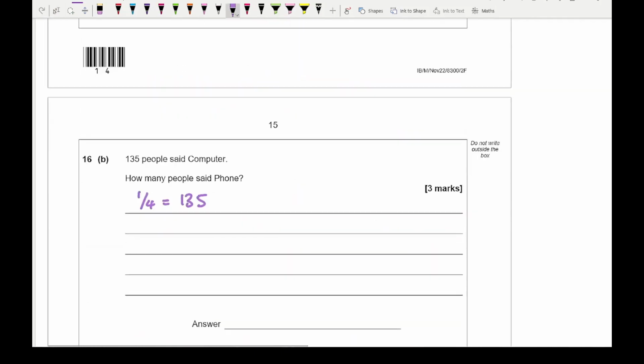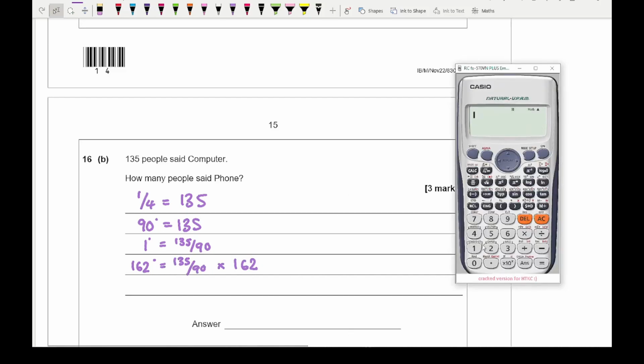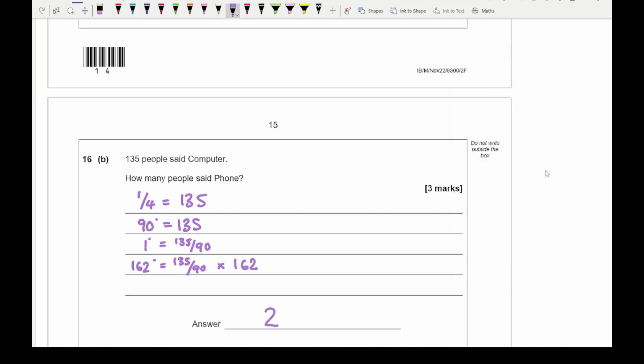So if 90 degrees is 135 people, then 1 degree is going to be 135 divided by 90, and 162 degrees is going to be 135 over 90 multiplied by 162. Now let me just show you how to make sure you do this correctly on a calculator, because you need to make sure that it looks exactly how it's written. So 135 over 90, and then scroll across, multiplied by 162 equals, and it's going to be 243.